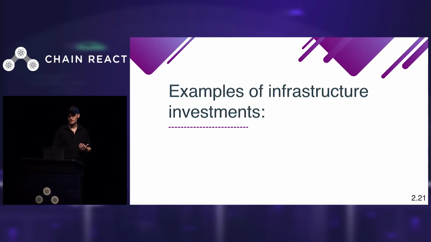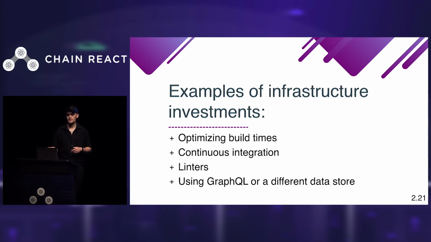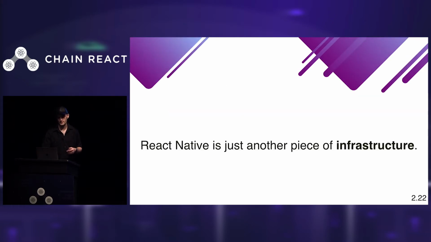Examples of infrastructure investments that organizations might make are as follows: optimizing build times, applying continuous integration, applying linters, changing your data store or using GraphQL. Something like Apollo, which Peggy was talking about, would be pretty awesome at a larger organization. React Native is just another piece of infrastructure that you can view through the lens of return on investment.